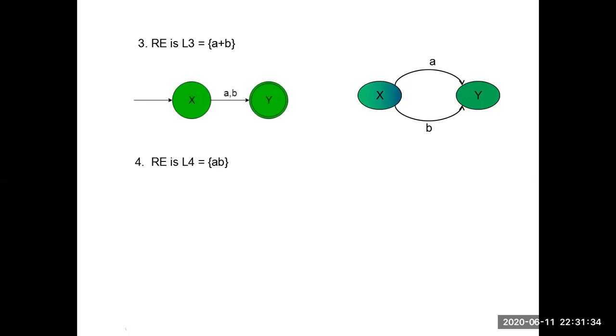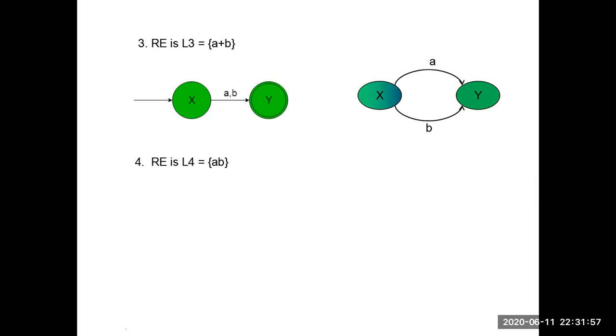Next, the regular expression contains AB. That means concatenation: A is always followed by B. Generally, it can be represented as A dot B or AB. So whenever A came, immediately B should follow. Is it clear? The meaning of this is whenever A comes, B must follow.